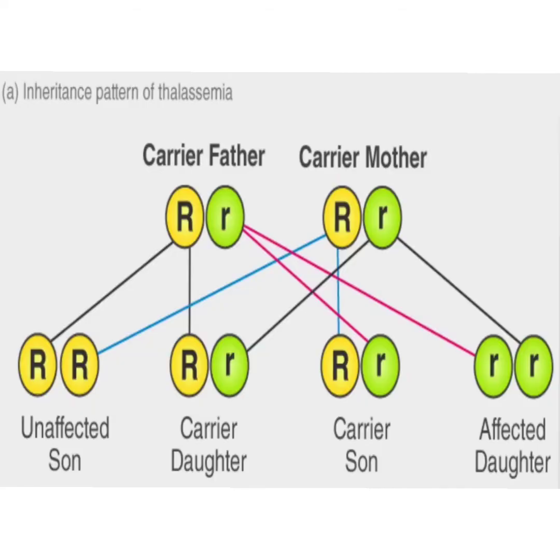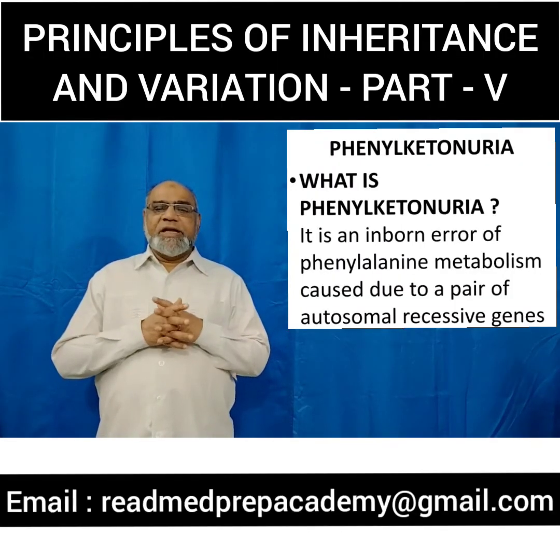Here you can see the inheritance pattern of thalassemia. A carrier father, a carrier mother of thalassemia who are heterozygous. The children that are formed, 25% is unaffected son, 25% the carrier daughter, 25% carrier son and the affected daughter, since it's a recessive allele. Now let us move on to phenylketonuria.